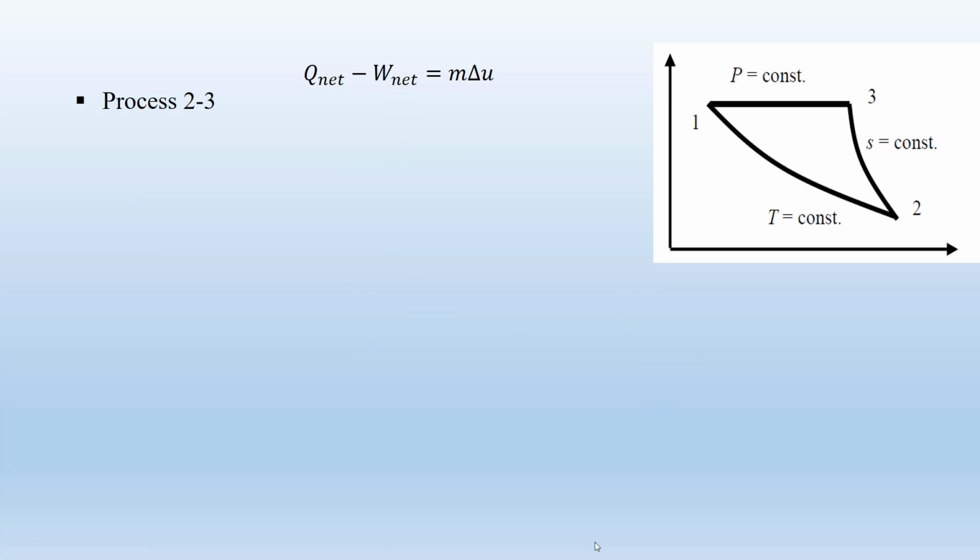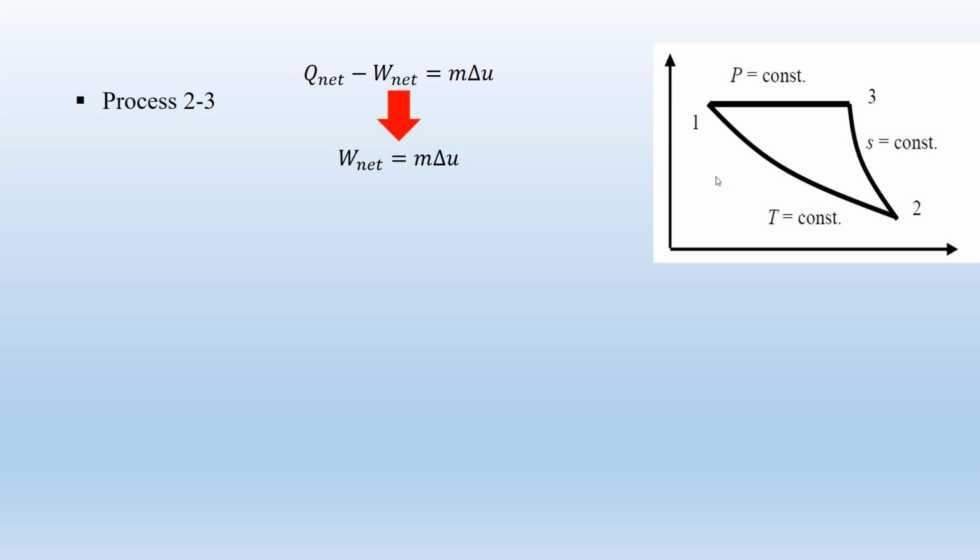So for process 2, please spend 2 minutes and then simplify the first thermodynamic law for this process. Okay, this is an isentropic process. Based on the definition, isentropic processes are reversible and adiabatic ones. So you can cancel the Q. Q is 0, correct? So W net equals to the M delta U.